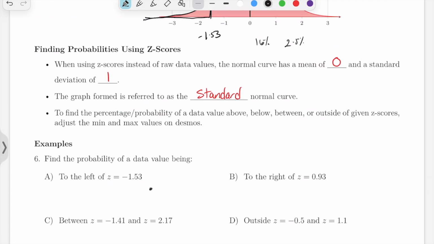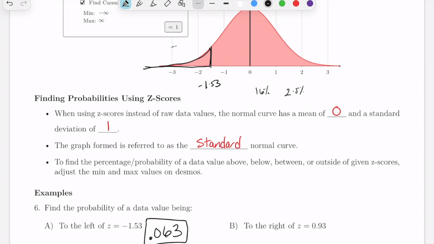So this is 0.063. There's about 6% of the graph below that amount. So about 6% of my graph is shaded right now. Okay. So let's just go through and we'll do the rest of these real quick.